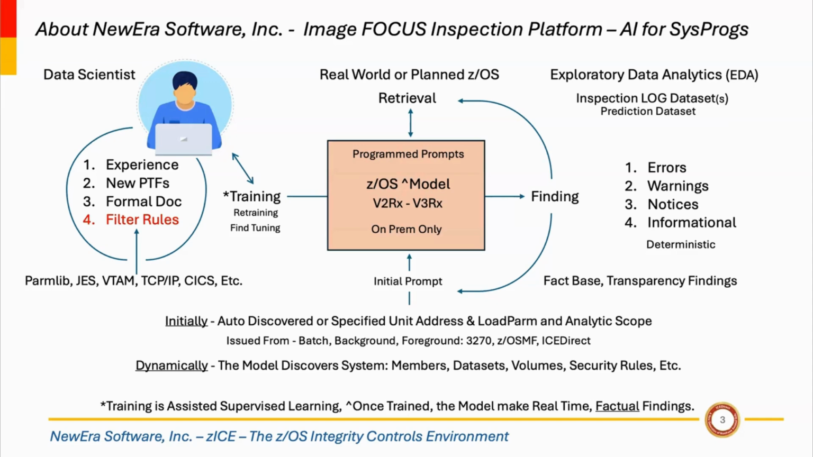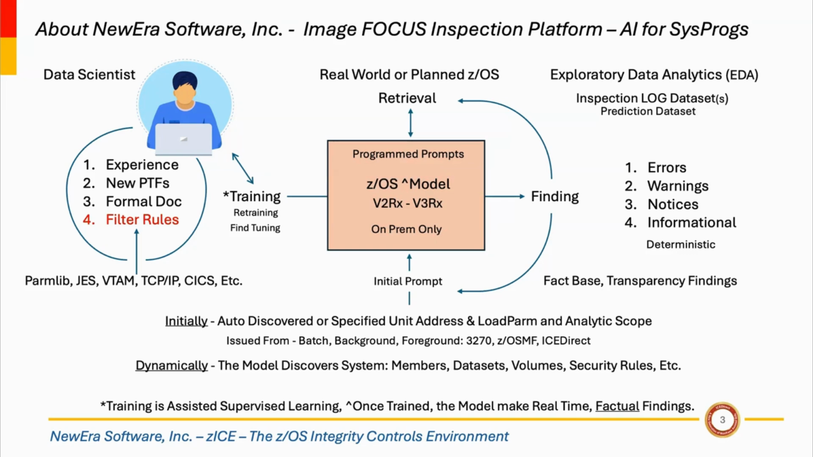The findings are presented in the form of a trace or a log that defines for the user severity levels of concern. It could either be errors, warnings, notices, or informational messages. These findings are entirely deterministic. That is, it's fact-based and transparent, so that if questions exist about the findings, you can go directly to the log to see exactly what the model did in order to create such a prediction.